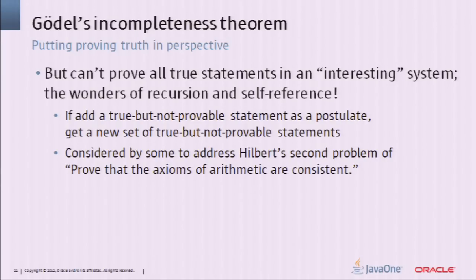And this is considered by some to address Hilbert's second problem of proving that the axioms of arithmetic are consistent. Hilbert was a mathematician who lived in the early 20th century, and he laid out a series of 23 or so problems, and that was the basis for much of the mathematical work that was done in the 20th century. And many of those problems are still open.